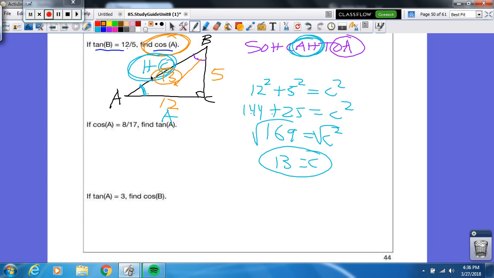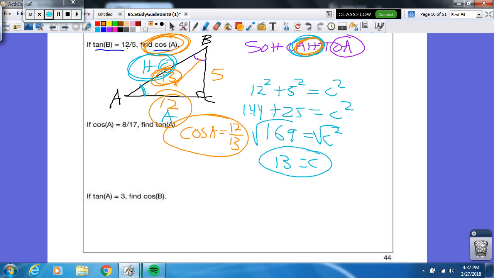Boom. Now I can answer the question. Cosine of A is the adjacent over hypotenuse. So that's going to be adjacent 12. So cosine of A equals 12 over hypotenuse. We just got it, 13. 12 over 13. Bam. Got it.